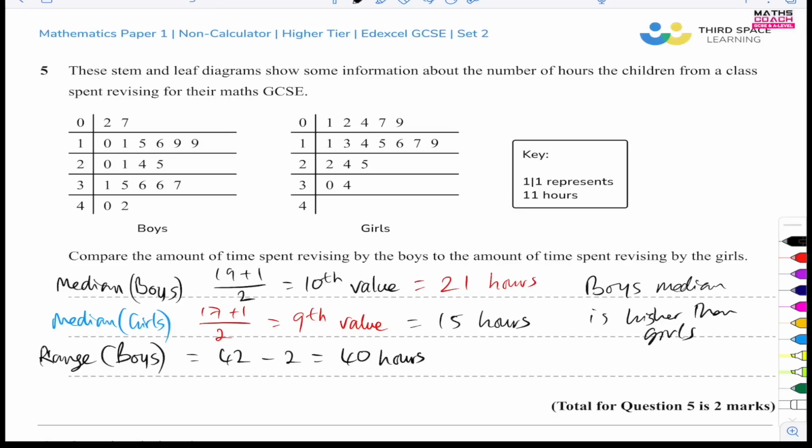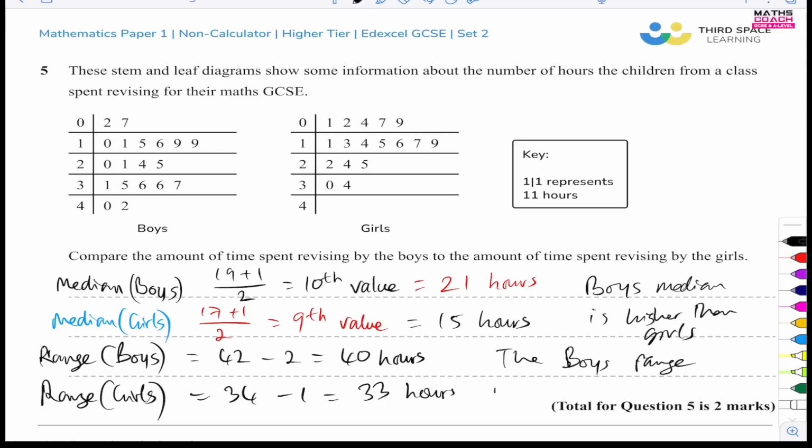All right. Let's do that same thing for the girls now. So the girls' highest is 34 and the lowest is 1. So it's going to be 34 take away 1, which is 33. So the boys' range is higher. Okay, and that should give you your 2 marks.